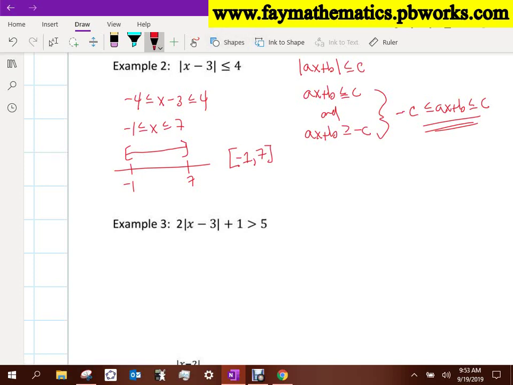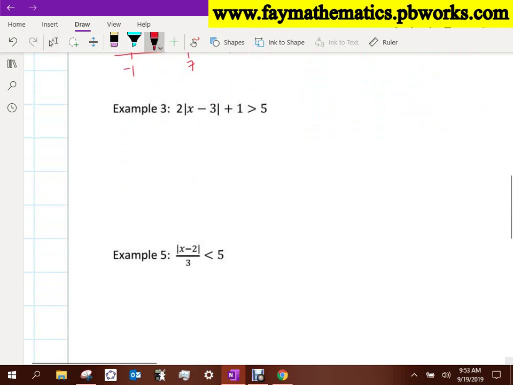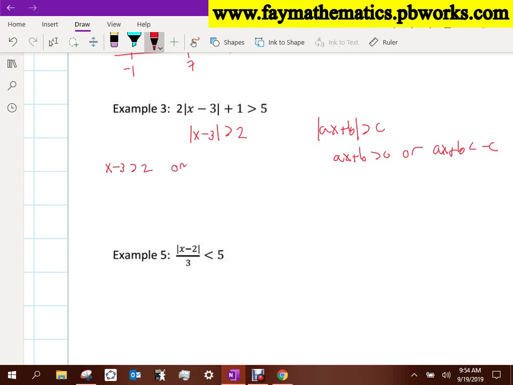Okay, so just real quick, come down here. I can't apply anything right away, right? I have to subtract my 1 and divide by 2. So it's going to be x minus 3 is greater than 2, right? So now that's greater than, that's this, ax plus b greater than c. So that's ax plus b greater than c, or ax plus b less than negative c, right? So x minus 3 is greater than 2, or x minus 3 less than negative 2.